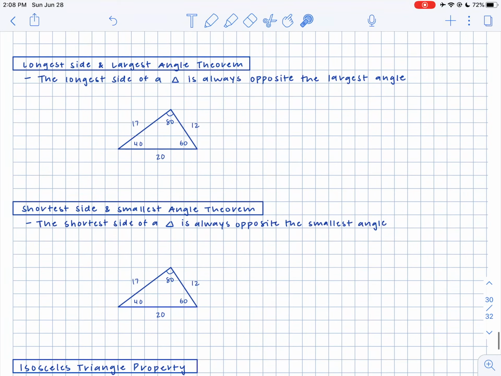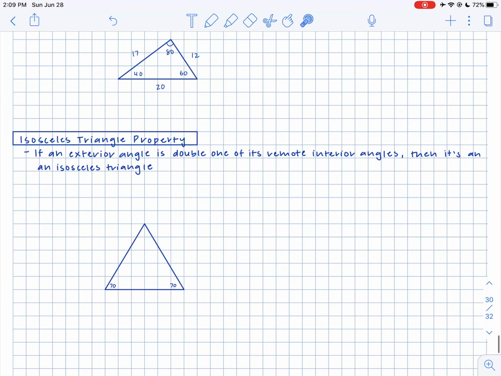Okay? And we also have sort of the opposite of this theorem, the shortest side and smallest angle theorem. This states that the shortest side, we can see that the shortest side is 12, is always opposite the smallest angle. What is the angle opposite? It's 40, and we do see 40 is the smallest angle. So these two theorems apply to scalene triangles and isosceles triangles. Okay? So let's get into an isosceles triangle property, and then we'll look at an example for this property.